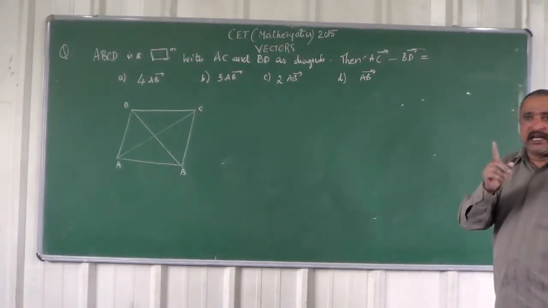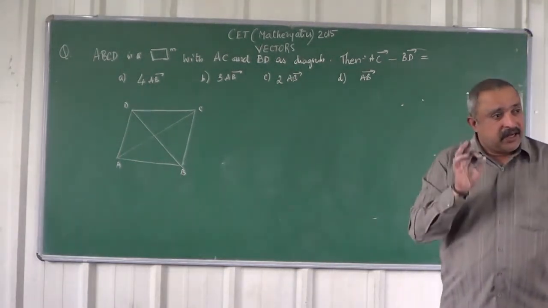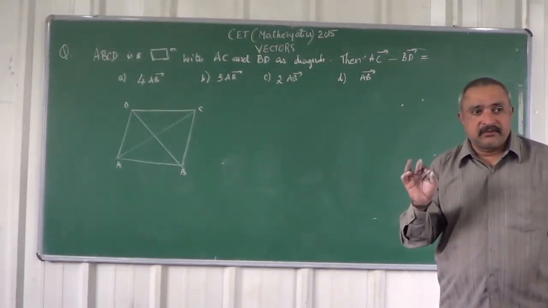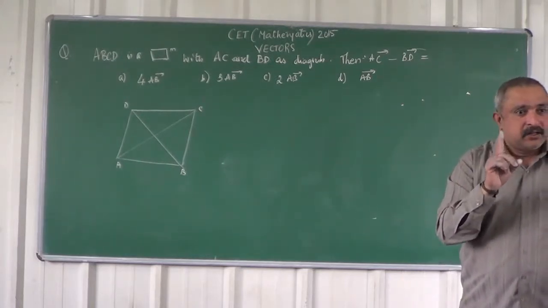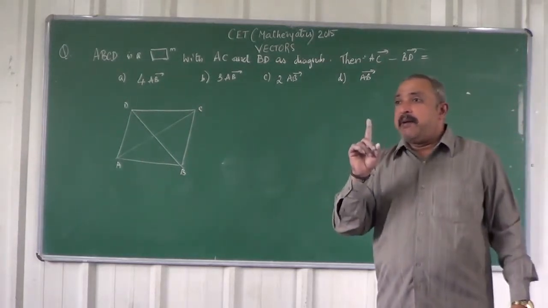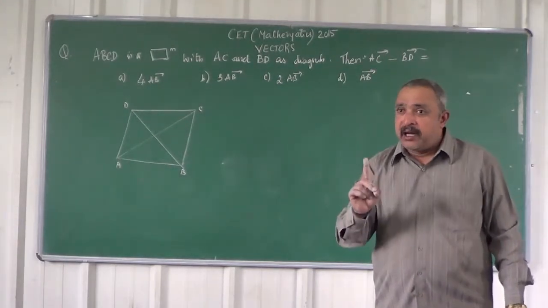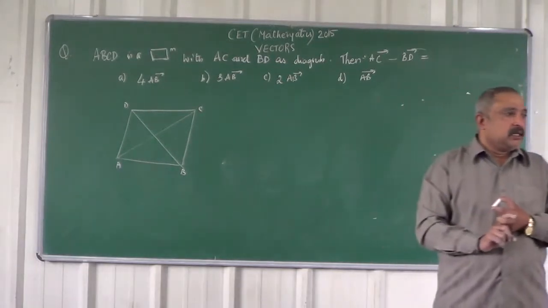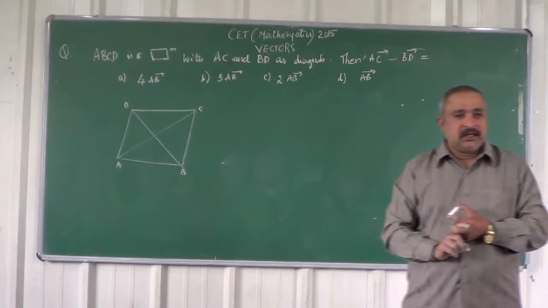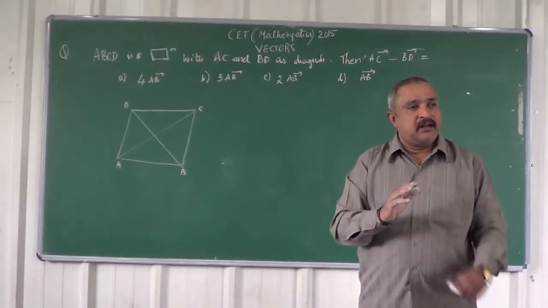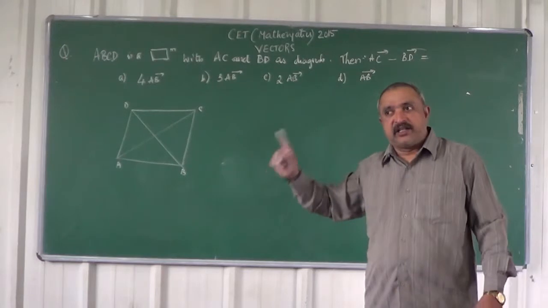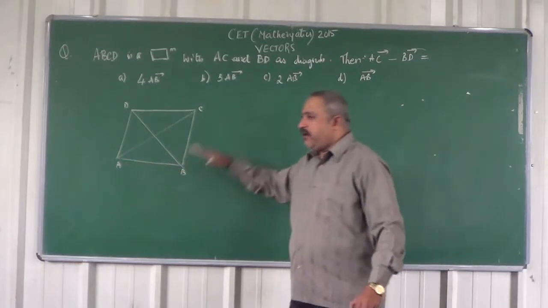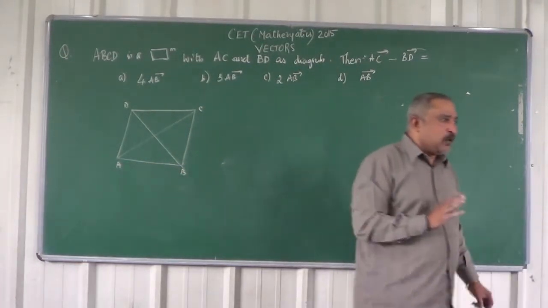What is vector AC minus vector BD? It is the difference in the lengths of the diagonals. Don't be under the impression that in a parallelogram the diagonals are of equal length. That happens only in a square. In a parallelogram, the diagonals meet only at the midpoint, nothing more than that. There will be some difference in the length of the diagonals. Now you need to find out whether this difference is equal to 4 times the side AB, or 3 times, or 2 times, or just equal to AB.